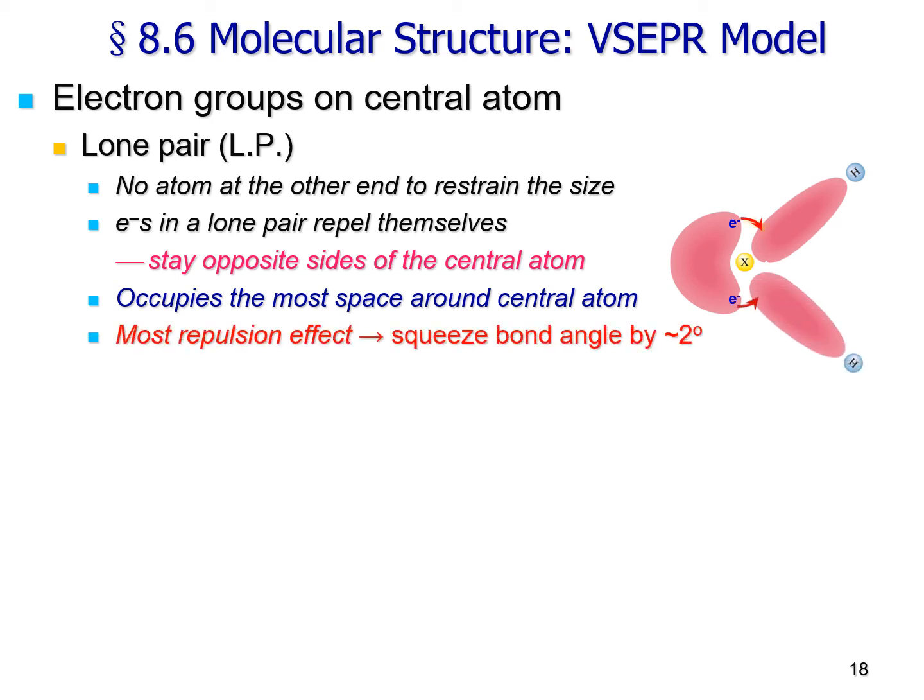That is the reason why they're going to squeeze the bond angle about 2 degrees if there are 2 bonds around. In other words, lone pair will have the most repulsion effect. One simple statement for us to understand about lone pair is the more space is required by the lone pair, because no atom on the other side restrains this pair of electrons, the greater the repulsion.